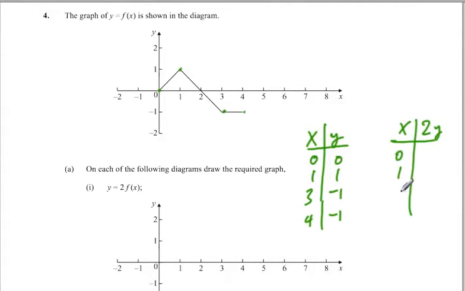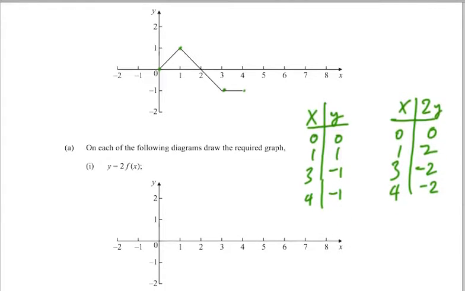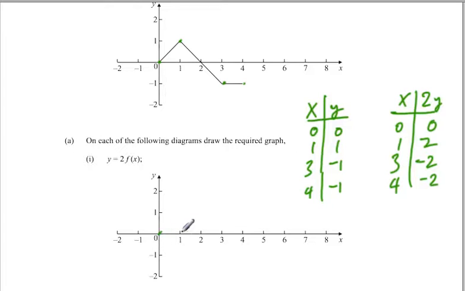So the x's are 0, 1, 3, 4, and the y's become 0, 2, -2, -2. So all we have to do now is plot that. Here's (0, 0), (1, 2), (3, -2), and (4, -2). All we have to do is connect that, and connect that, and then connect that. As we can see, it's a vertical stretch by 2.